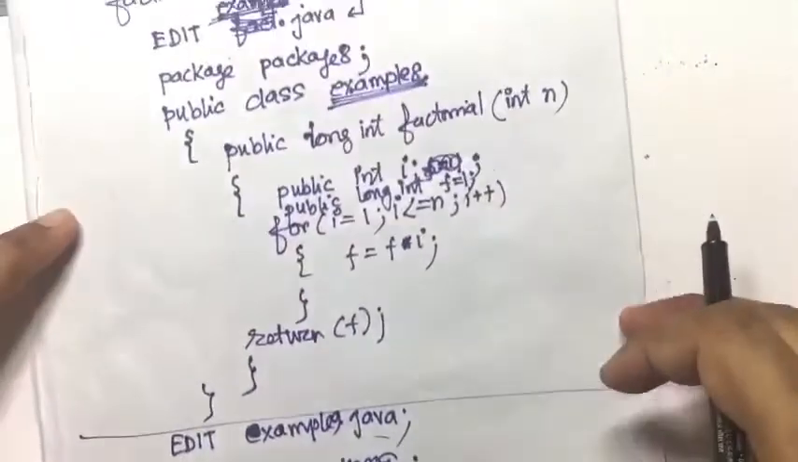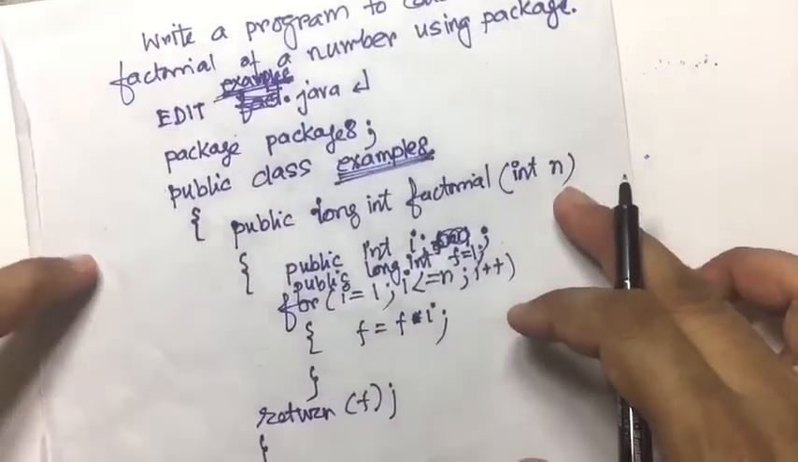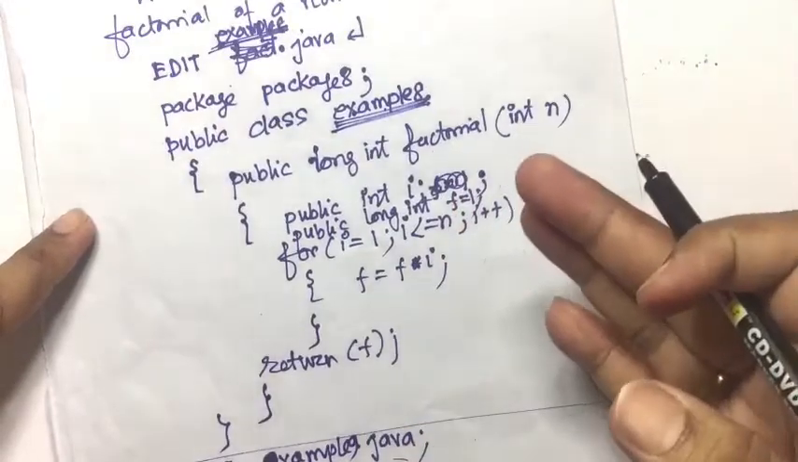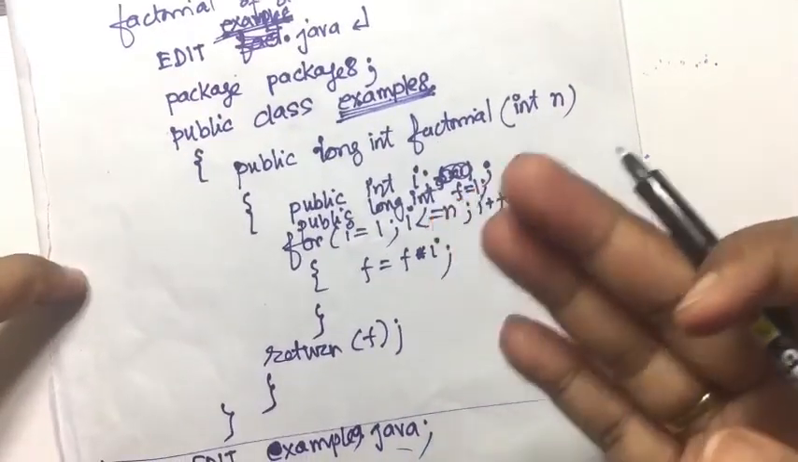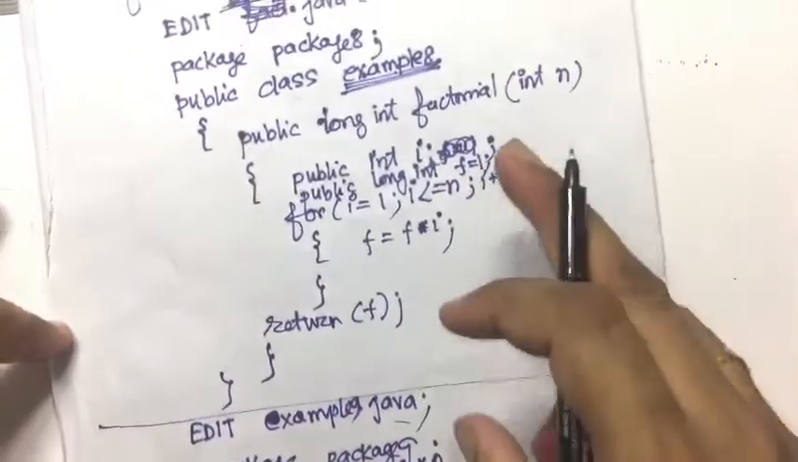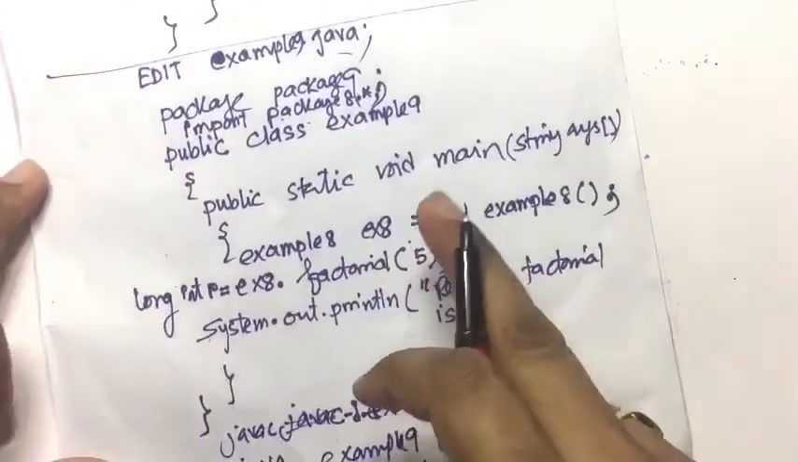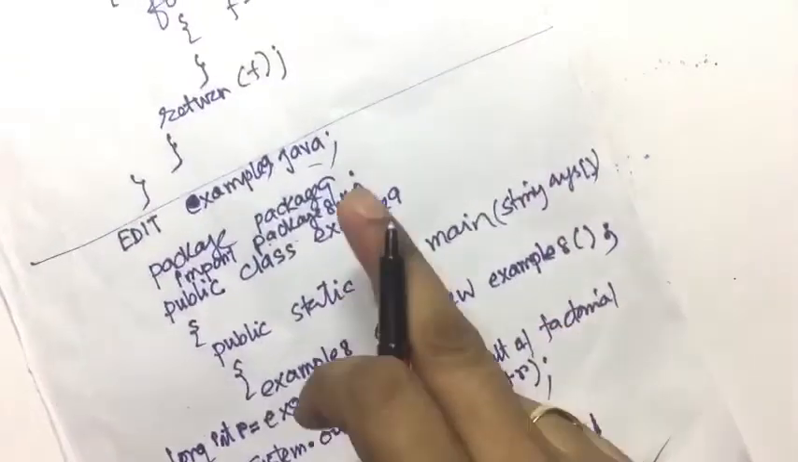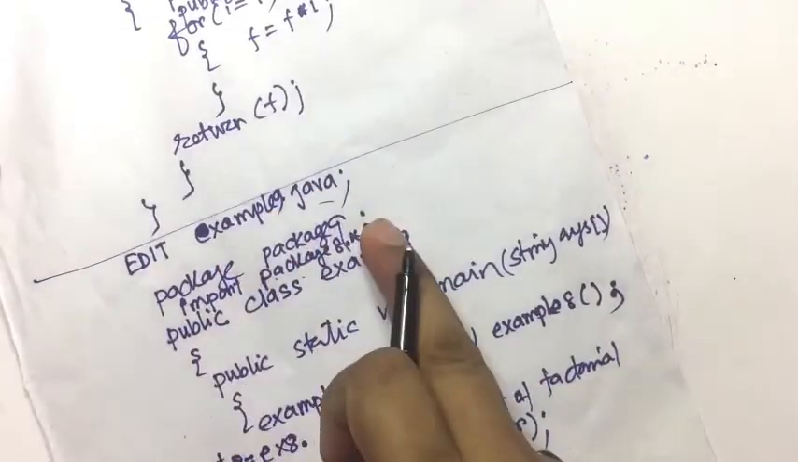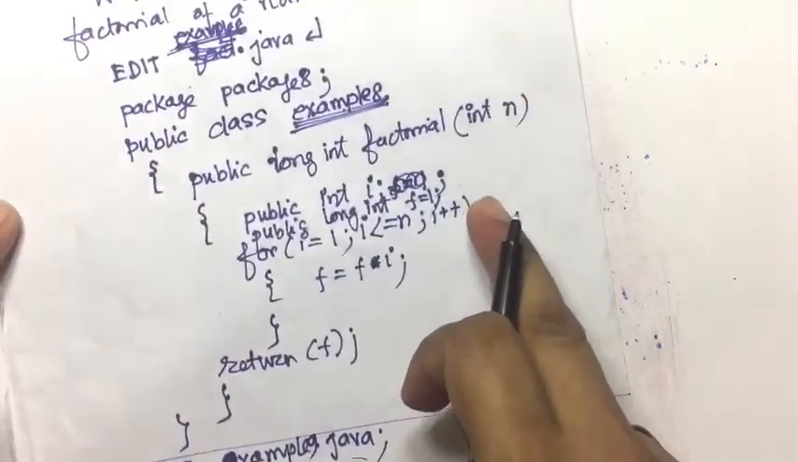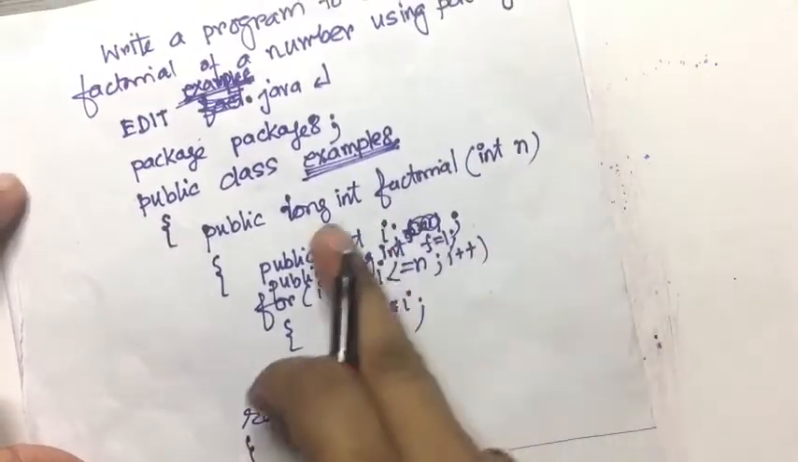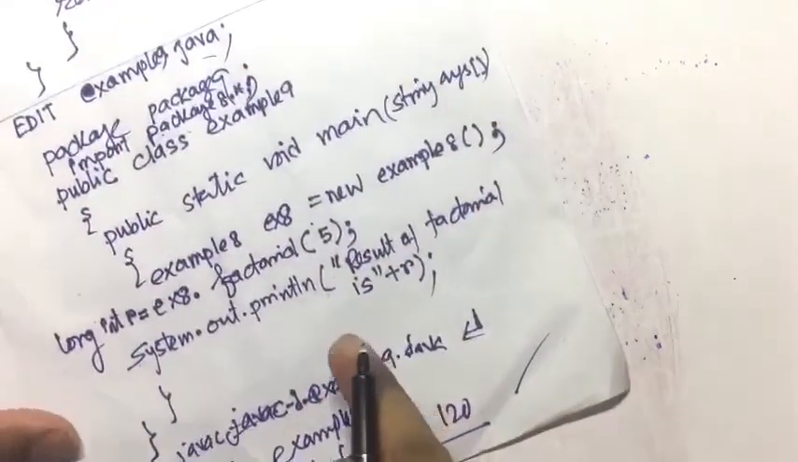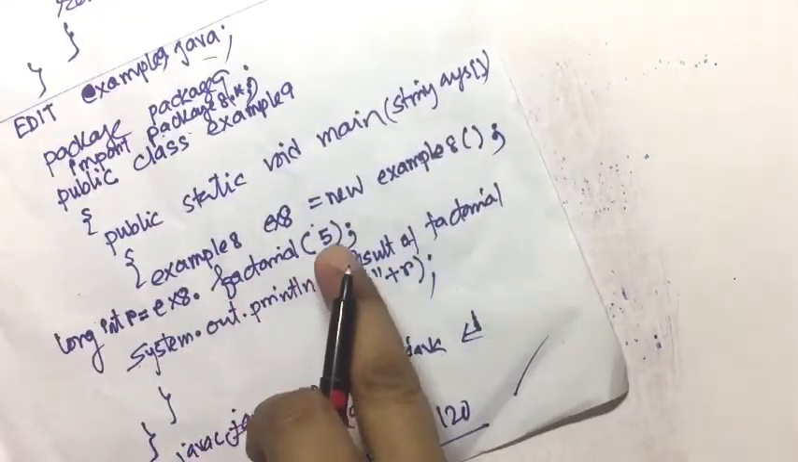So this is a simple example through which we can create a package, and within the package there is a factorial method, and we can call the method from this package. This is package 9. We can import the package, and after importing the package we can use the factorial method, and the value is 5.